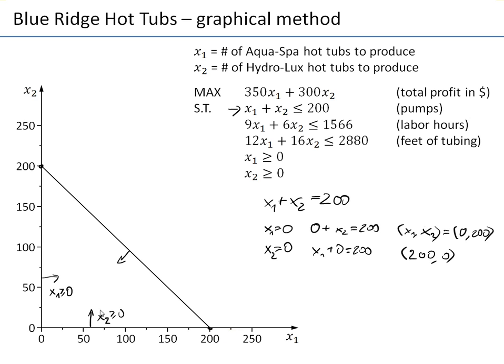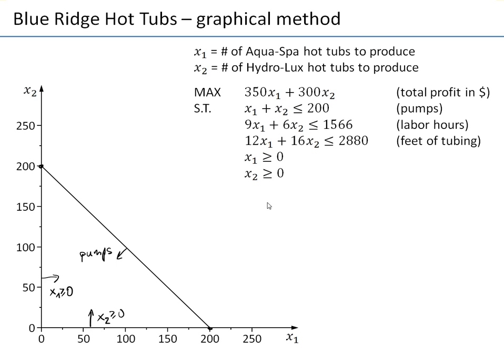will satisfy this constraint. So we know now that the number of pumps is less than or equal to 200 for those solutions that are on this line or below this line, right? This is for pumps. Okay, we have 2 more constraints, so let's delete this.